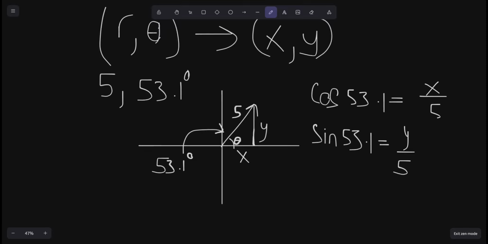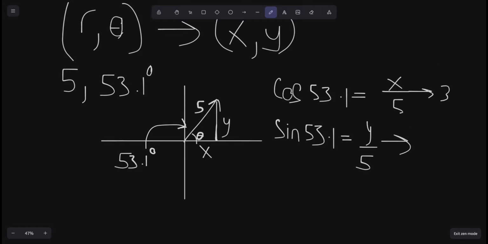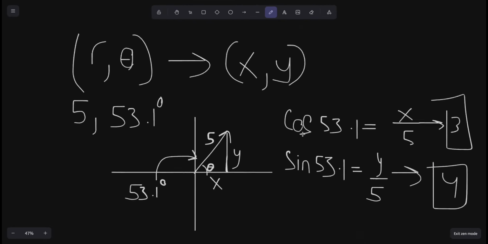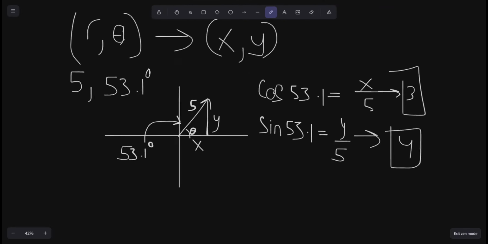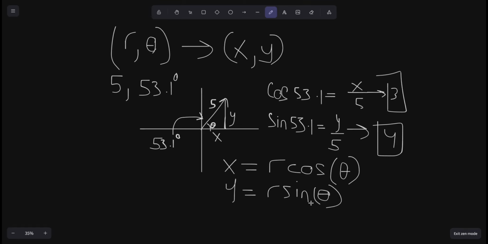If I search up 5 cosine of 53.1 degrees, what do I get? A value of 3, so x is equal to 3. And I do 5 times sine of 53.1 degrees, and we get 4. Those are the original coordinates that we started out with. So to generalize this, the x value is equal to r cosine of the angle, that radius multiplied by cosine of that angle. And to find the y value, I do r sine theta. And there we go.